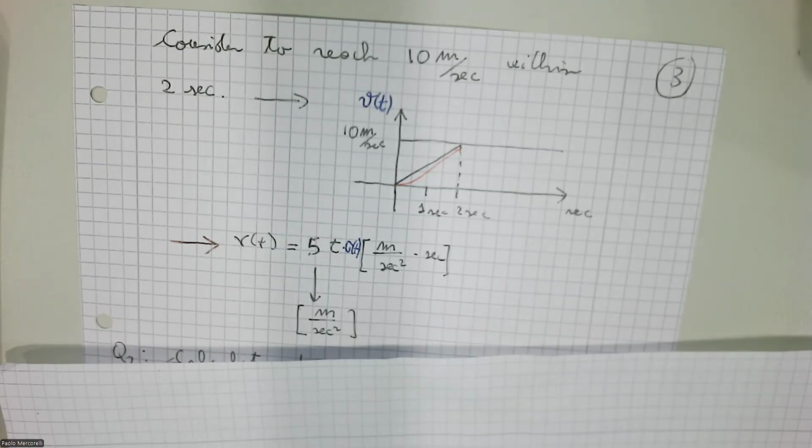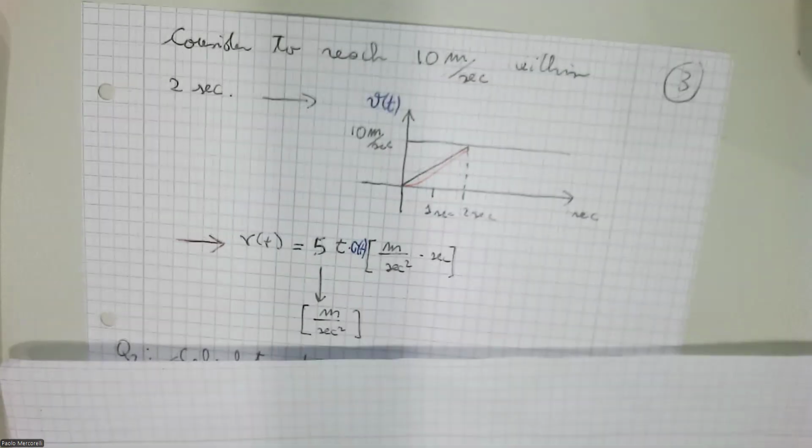Auf Deutsch wäre es irgendwann. Of course, irgendwann doesn't make sense in practical life. No? I would like to achieve this velocity, 10 meters per second. It seems to be, what I wrote here, in 2 seconds. No? Seems to be.